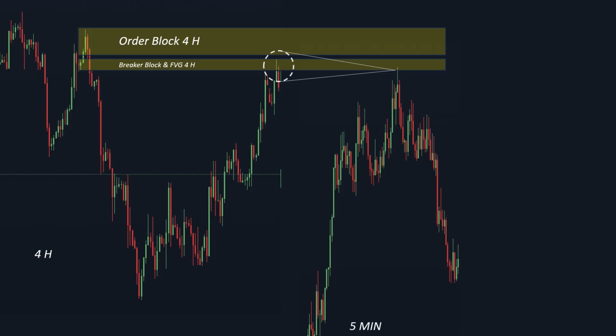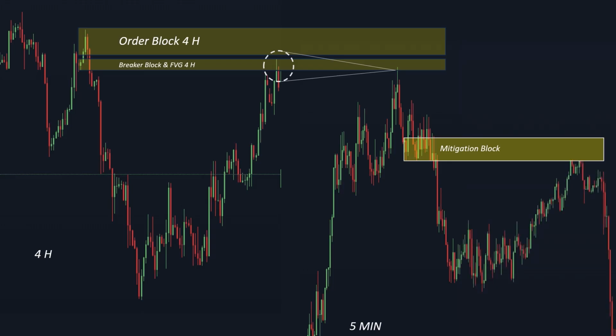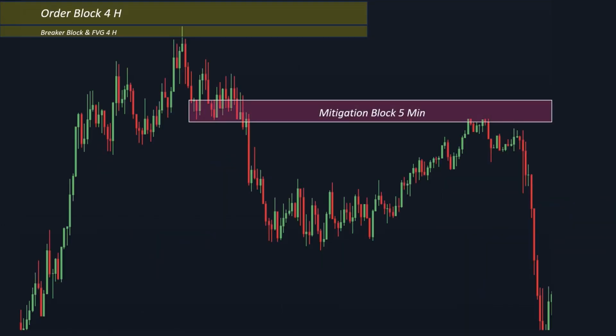Without this higher time frame confluence, a mitigation block may occur in areas where the market is less likely to experience a meaningful shift, diminishing the probability of a successful trade.